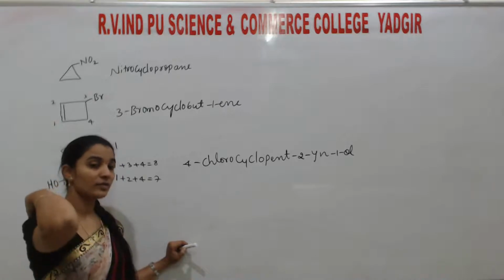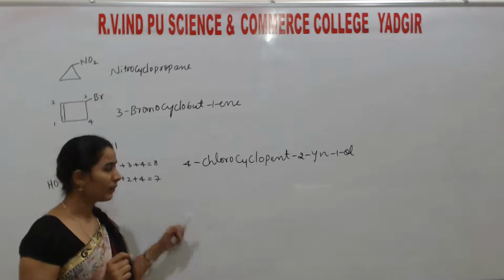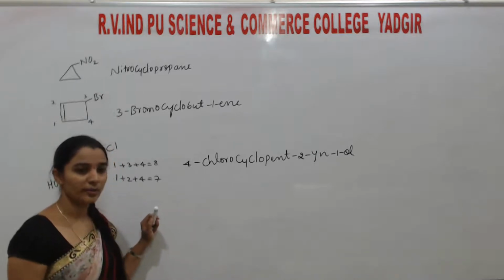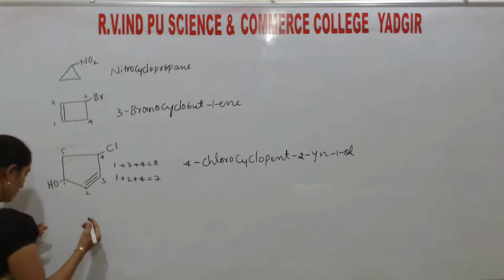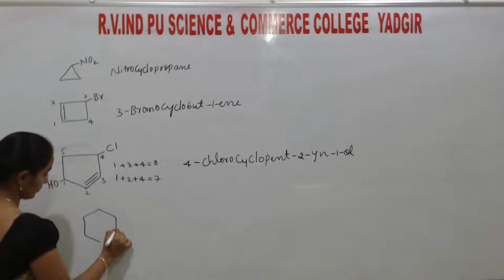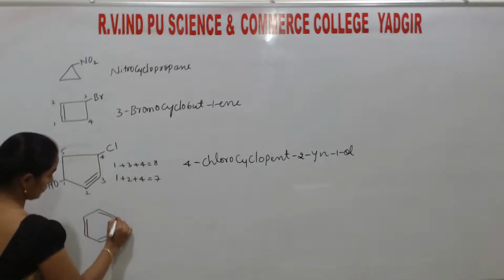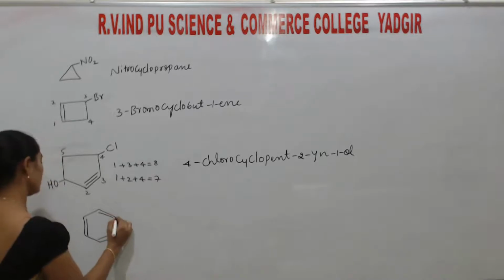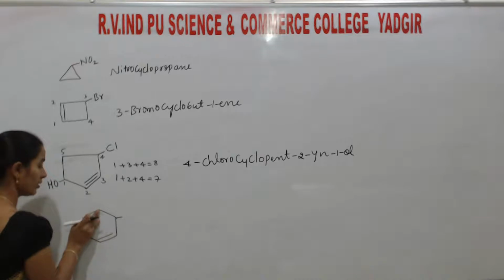Understand? That is quite difficult, to select the proper parent chain. But here, of course, the cyclic compound itself is the parent chain. Next, this is another compound. So this becomes benzene if I write it.